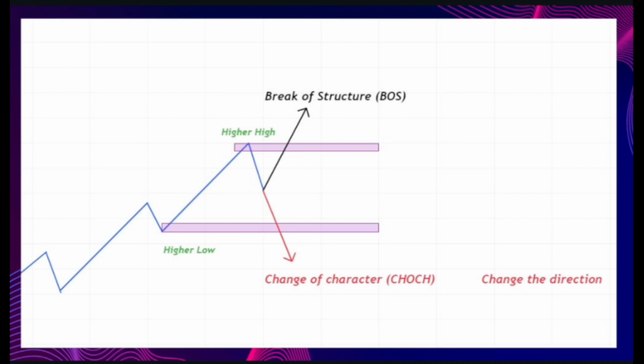So for a change of character, we certainly need a candlestick to break and close below the previous market structure. We actually need the candlestick to break that structure before we can assume it's a change of character. For example, if we have something like this, let's say just the wick, it's not valid. It's not valid. This is valid. This is a valid change of character.